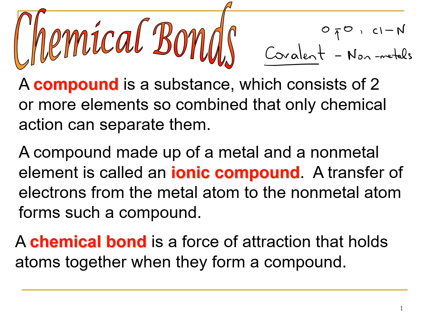The covalent bond is formed when two nonmetals share electrons together. Let's say if I have two hydrogens sharing two electrons together, which we can also represent with a line, that's a covalent bond. And this is the H2 molecule.